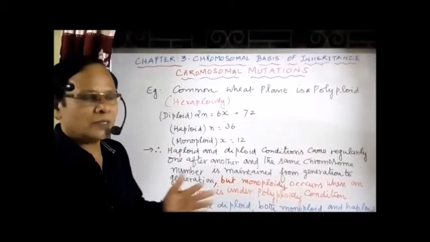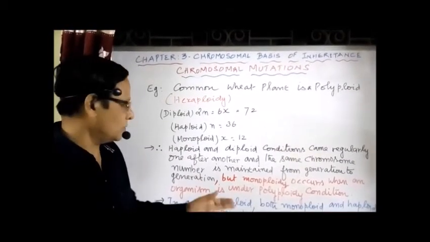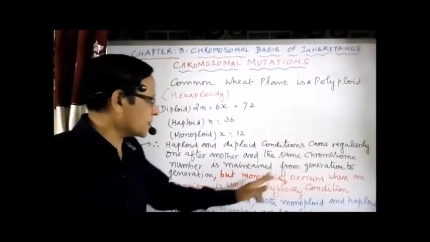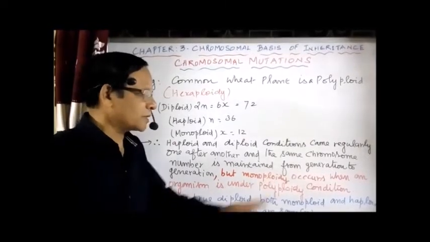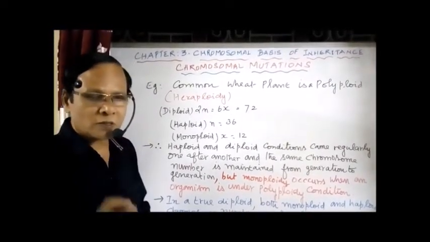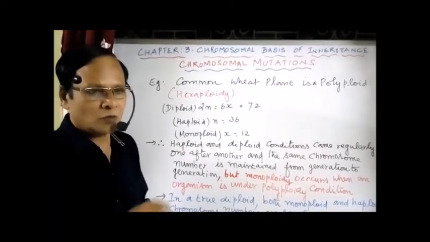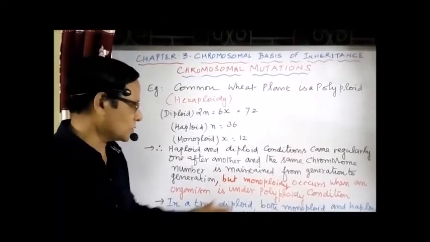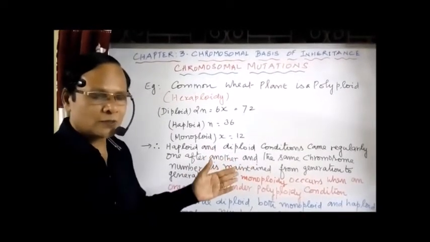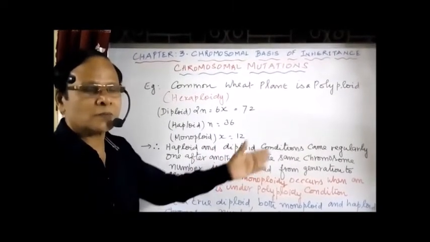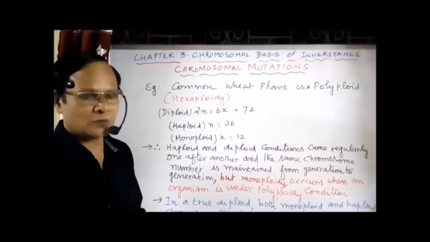polyploid condition, only under polyploidy. The meaning of that just refers to the somatic cells. So monoploid occurs when an organism is under polyploidy. When you are talking about polyploidy, it refers to somatic cells having more than 2 sets of chromosomes. That is called polyploidy. So the monoploid condition is expressed only when an organism is polyploid. We can say monoploid is 1 set of chromosomes.